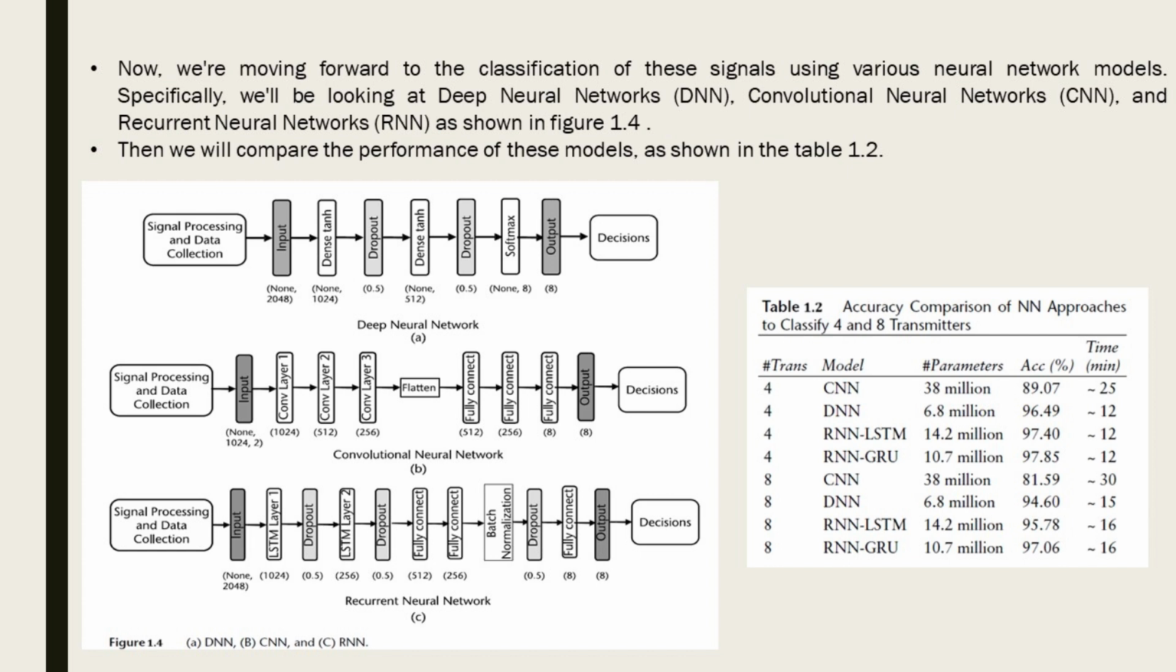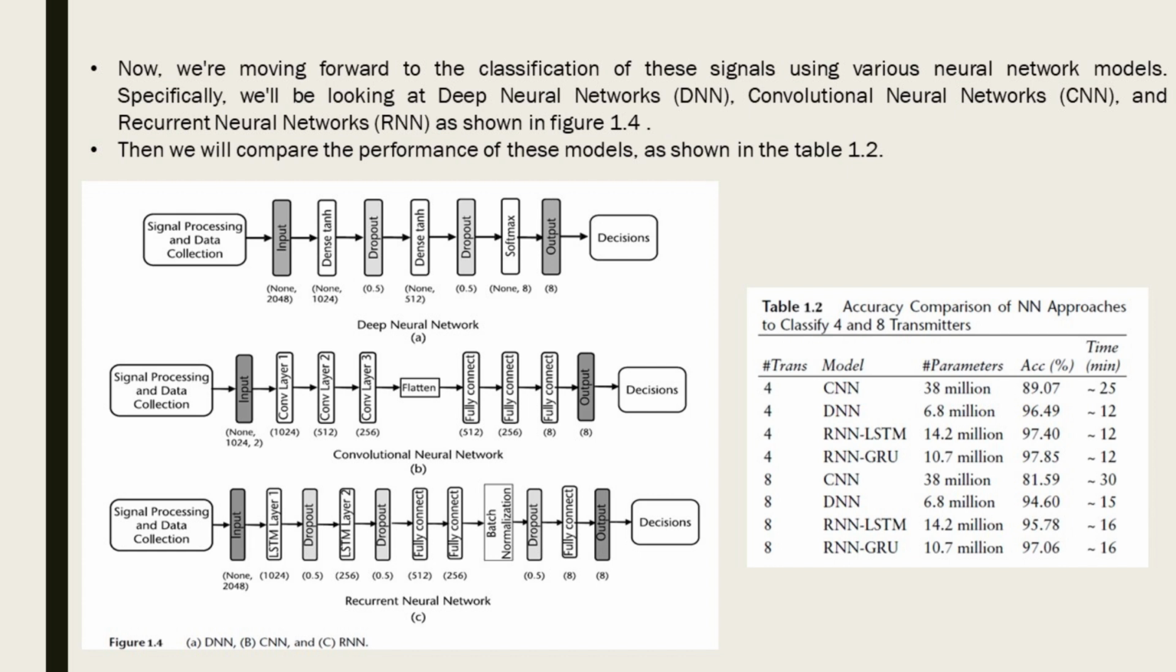Next up is the convolutional neural network, or CNN. CNNs are particularly well suited for processing data that has a grid-like topology, such as images or, in our case, RF signal data represented as 2D matrices. The CNN here consists of 3 convolutional layers, each followed by a max pooling layer to reduce the spatial dimensions. After the convolutional layers, the data is flattened and passed through fully connected layers, similar to the DNN, before making the final classification decision. The CNN has a significantly higher number of parameters, 38 million, but this comes with a trade-off in computational time, especially when classifying 8 transmitters.